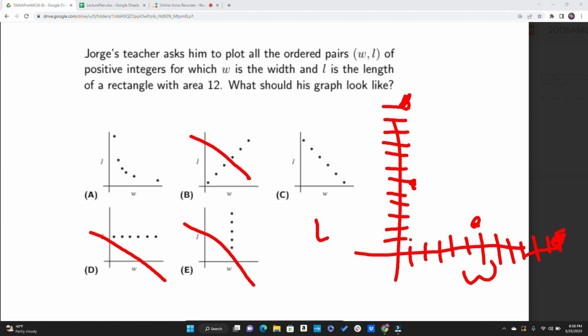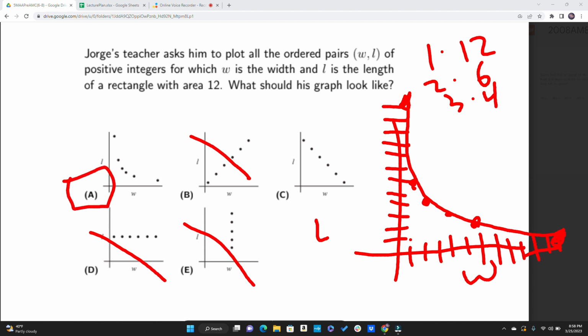That's over here. Another thing we have, so we have 1 times 12 is going to be 12, 2 times 6 is 12. Our next one is 3 times 4 is going to be 12. So 3 and 4. Here we go. So already we can see which one of those graphs looks the most similar. So we've got more of a curved shape than a straight line. So our answer would be A, right? Because C is 9, which is not what we're looking for.